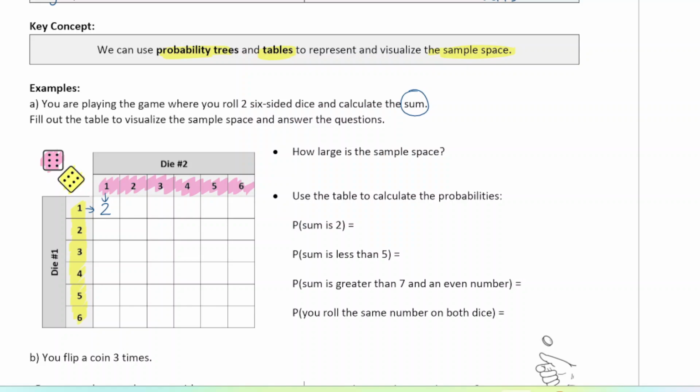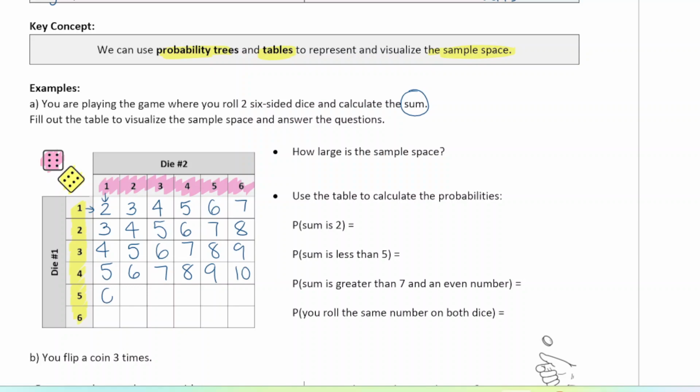If we roll a 1 and a 2, the sum would be 3. If we roll a 1 on die number 1 and a 3 on die number 2, we'd get a 4. 1 and a 4 would be 5, 6, and 7, and so on. And we can fill out this table with all the possible things that happen when I roll the 2 dice. So 2 and 4 would be 6, 7, 6 and 2 would be 8. And I can continue to fill out the table this way by writing all the sums down. So I'm going to go a little bit quicker now. 7, 8, 9. You might see some patterns forming.